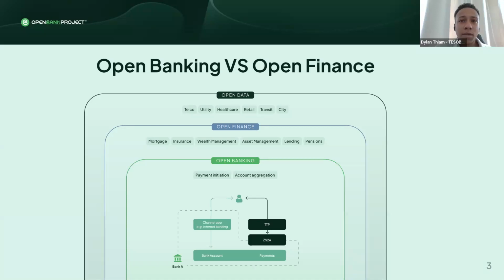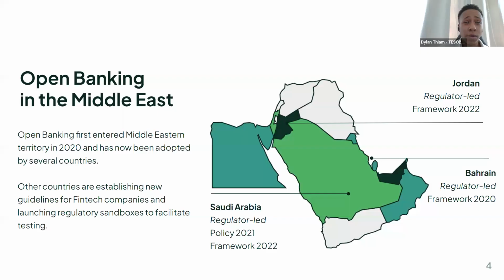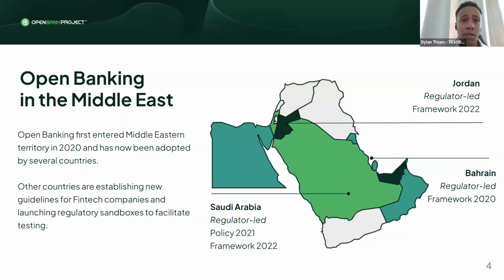Now, not all open finance regulations are created the same. They vary by region, depending on the local context and the specific objectives, whether you're trying to increase competition in the banking sector or increase financial inclusion for consumers. Open banking first entered the Middle East in 2020 and has been adopted by several countries. Even the countries that haven't adopted regulation are launching regulatory sandboxes to facilitate fintech testing.